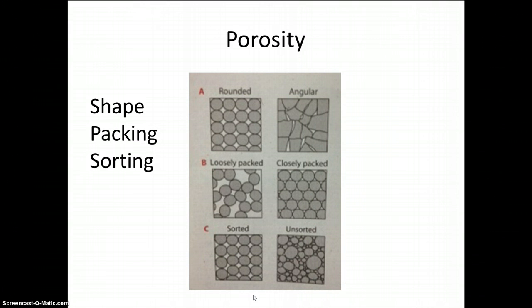For example, a material with larger particles may have about the same porosity as one with smaller particles if the shaping, packing, and sorting of both particle sizes are about equal. If there were two rooms of equal size, one filled with marbles and the other filled with basketballs, the total volume of pore space would be about the same for both rooms.